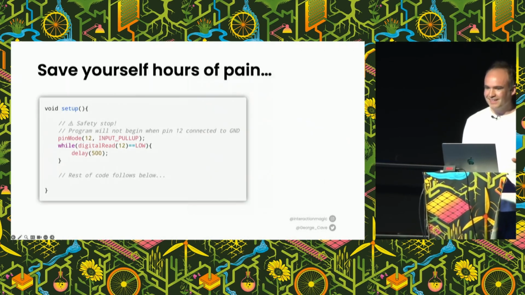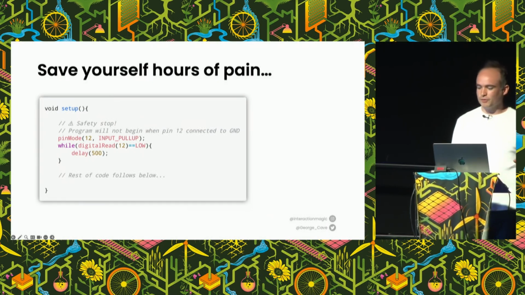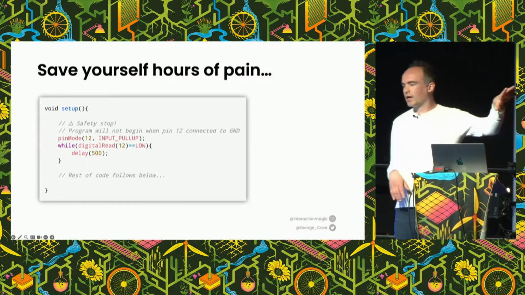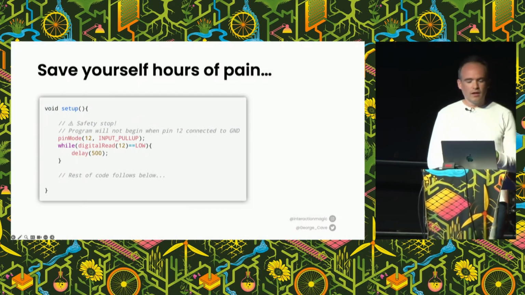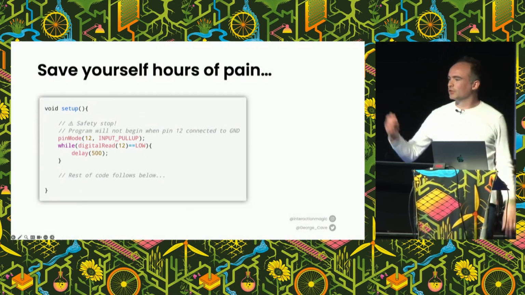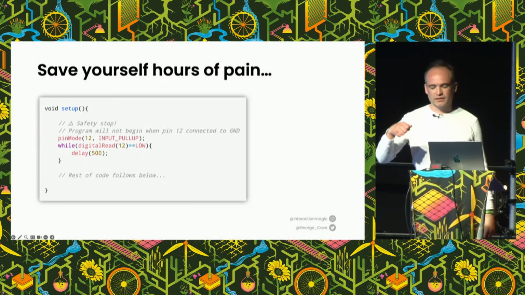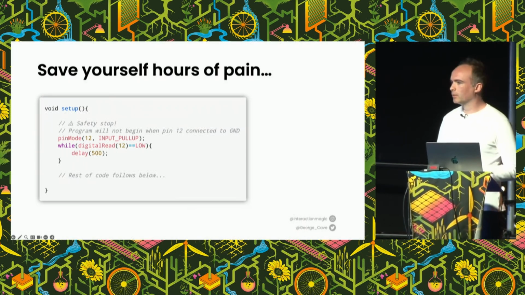So please, a little piece of advice to you all, save yourself hours of pain and add a small safety stop right at the start of your code if you're ever doing this. All the code I'll share on the GitHub link at the end of this presentation as well. This means that if the worst happens, you can plug a wire into one of these pins, act as a kind of breaker, and it sits in this loop and no more mischief will happen.